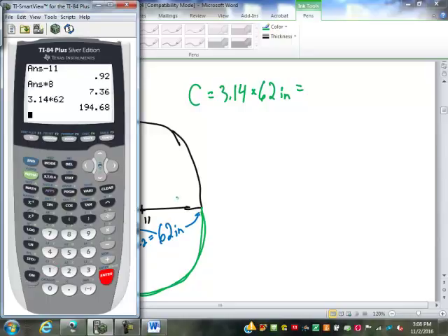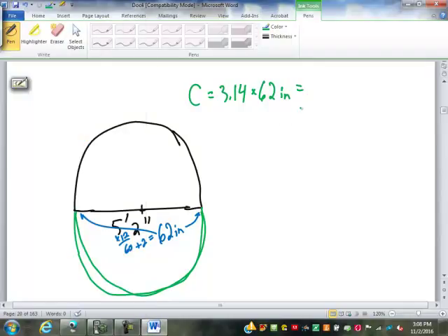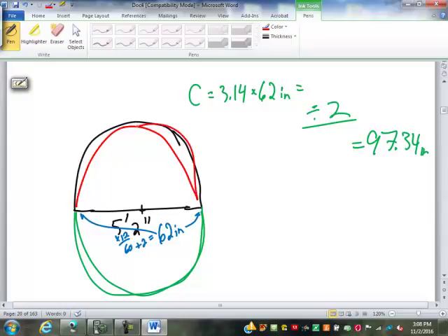194.68. Now since I know it's half a circle, I'm going to go ahead and divide it by 2. So 97.34. So I divided by 2 to get 97.34 inches. That is this piece up here. What do I still have to do with that? Add my 62.